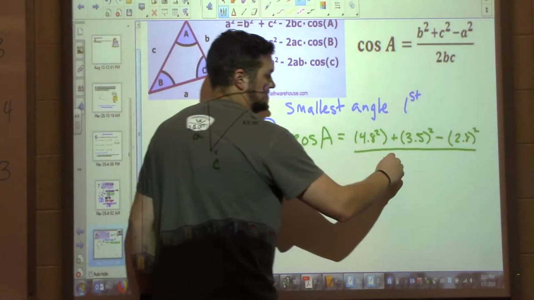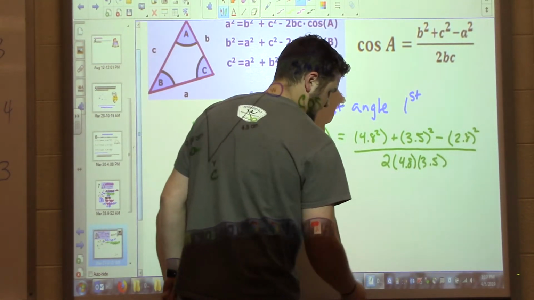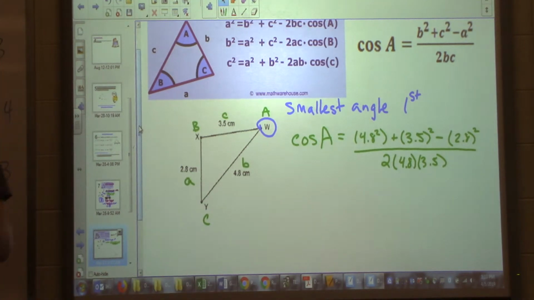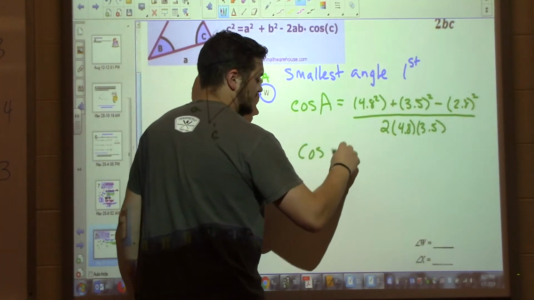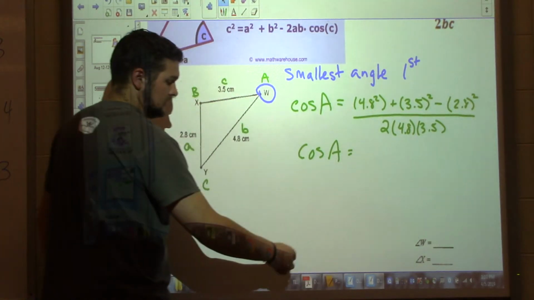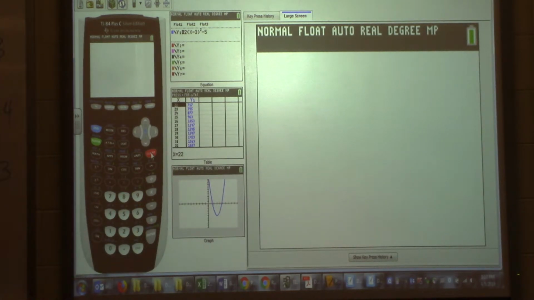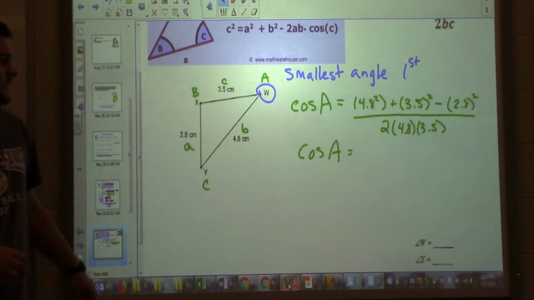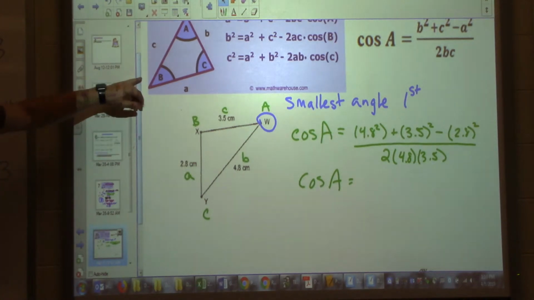So 2 times 4.8 times 3.5. Now, be careful punching it into your calculator again. I would maybe do all of the top, and then do all the bottoms separately, and then divide them. So like I would do cosine of A equals, and then I would do... Do we have to put cosine of A in our equation? In your equation, what do you mean? Oh, my bad. So yeah, cosine of A is what it equals, right? So I'm going to leave it over there, because I'm looking for that variable.